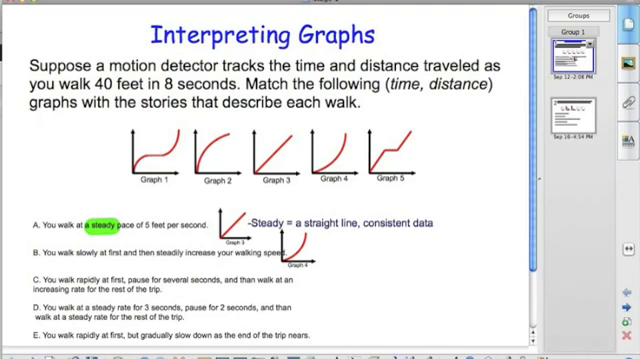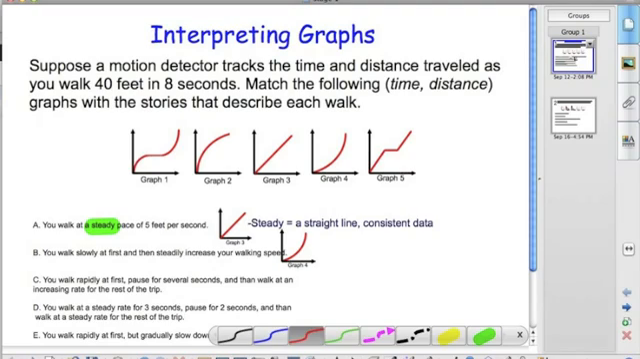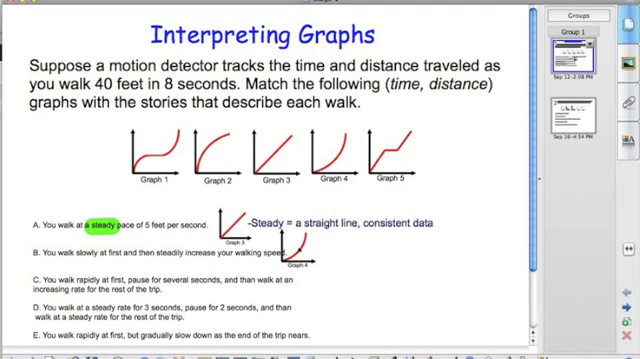Remember, our time is on the x-axis and distance is on the y-axis. So the more vertical the line, the faster they're traveling. The more horizontal the line, the slower they're traveling. So there is the point in the middle of this data where they go from kind of being slow to working quickly.